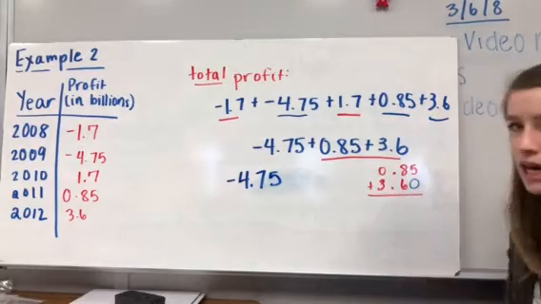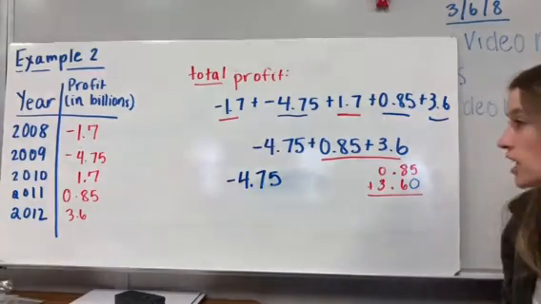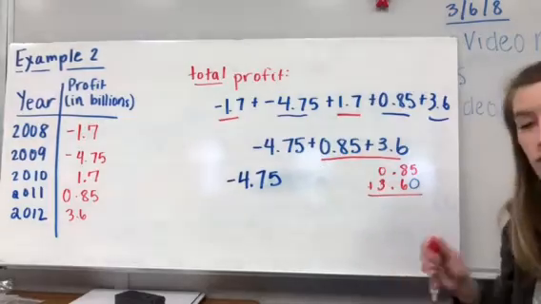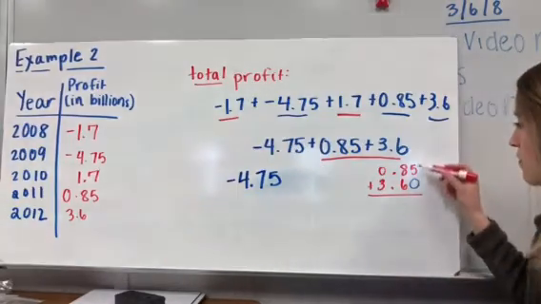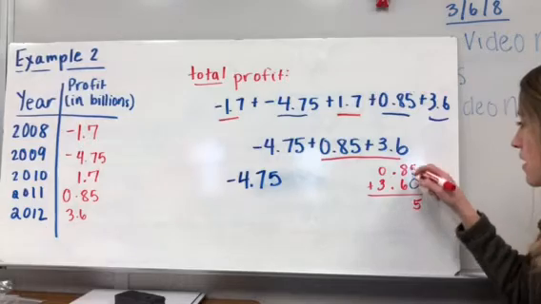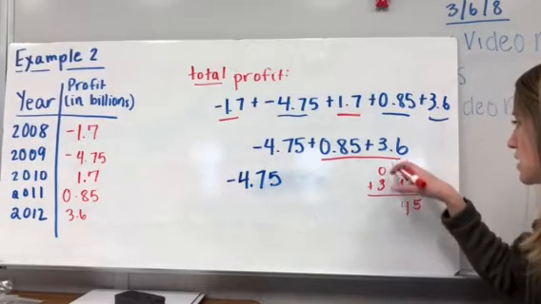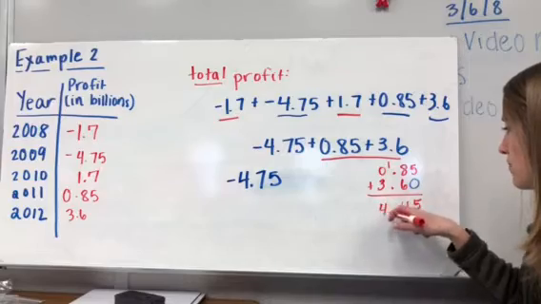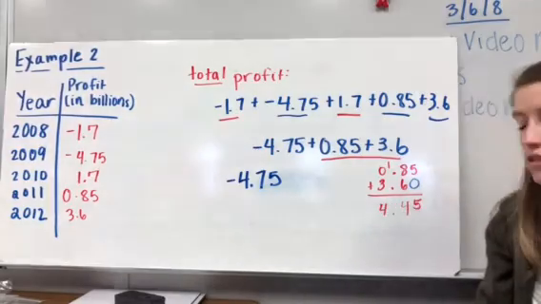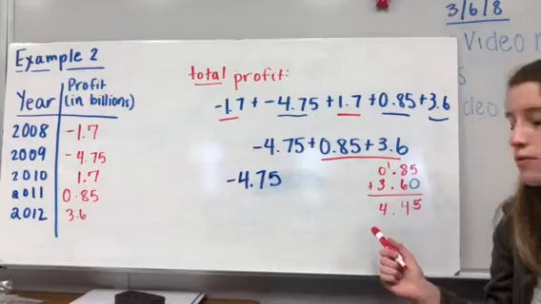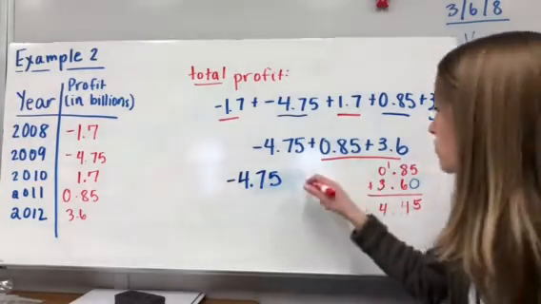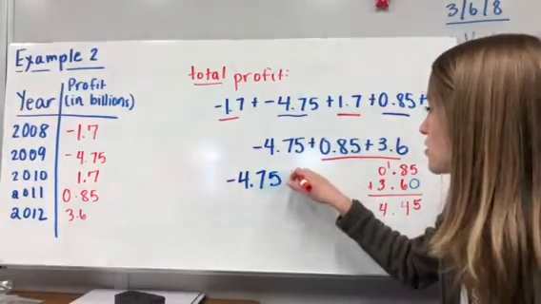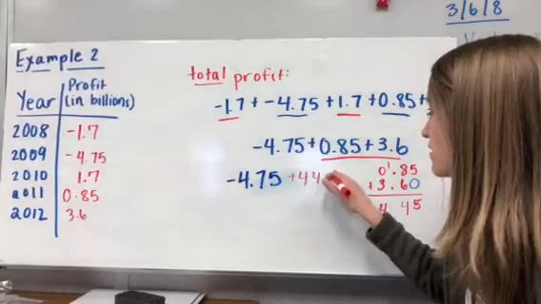Since they're the same signs, this time we're adding. If we also had a negative and a negative, we could also add here. 5 plus 0 is 5. 8 plus 6 is 14. 1 plus 3 is 4. So our final answer for this addition part is $4.45.